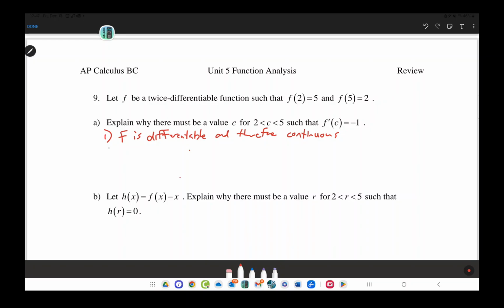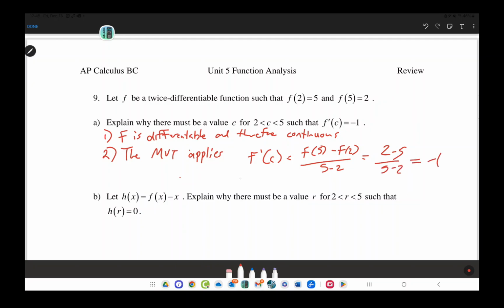So two, the MVT applies. F prime of c is equal to f of 5 minus f of 2 over 5 minus 2, which is 2 minus 5 over 5 minus 2, which is negative 1. You do need both of those statements: continuous and differentiable. Why do you know it's continuous and differentiable? Because it tells you it's differentiable, therefore it's continuous. And the MVT applies because it's continuous and differentiable.